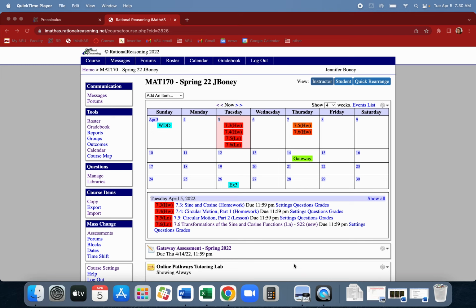So, looks like there's a lot of things today. Two of those are lessons, two are homework. The homework you've had since last week to work on. What we're going to do today is kind of an extension of what we were talking about last time.